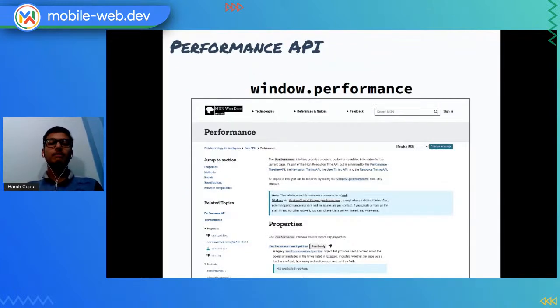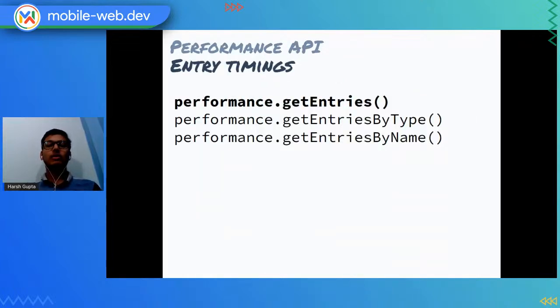If you go to any performance API, we have the Performance API for that. If you go to MDN Docs, you will see the performance methods: performance.getEntries, getEntriesByType, getEntriesByName. With this Performance API, you can see how well your website is performing. You can go to any website, open the console, just type performance, and then press enter.